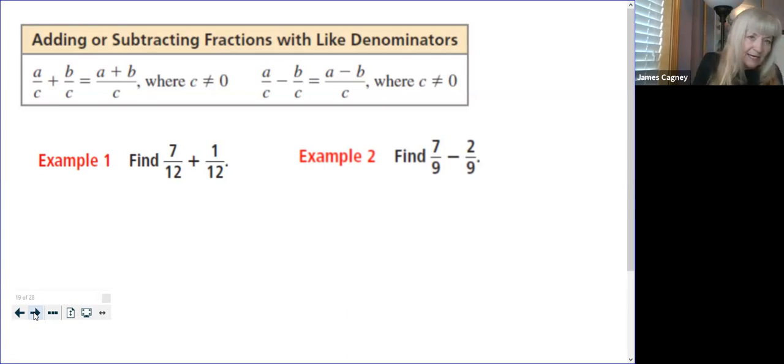So take a second and think about examples 1 and 2. The denominator is the same on these. I'm going to do these on the smartboard. So go ahead and do these, make sure that you simplify them, and then tell me what the answer is. And I will do them on the whiteboard for you.